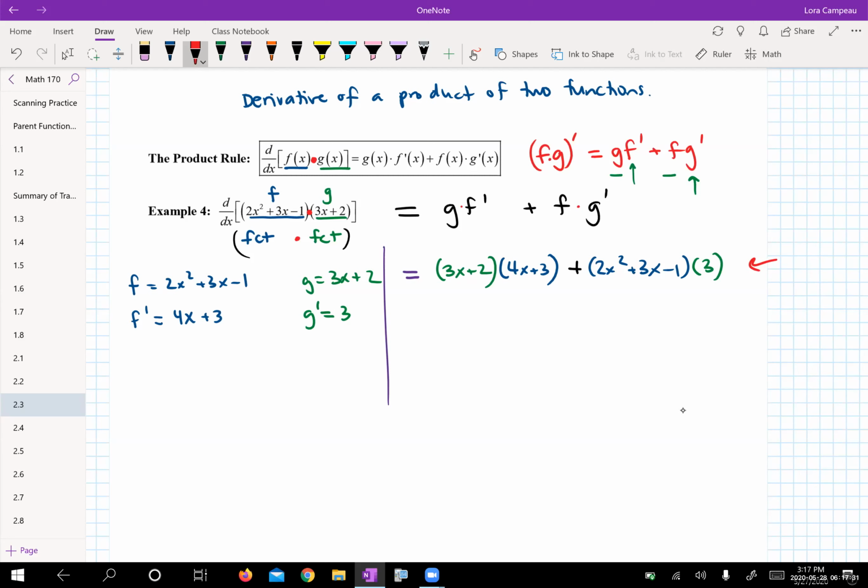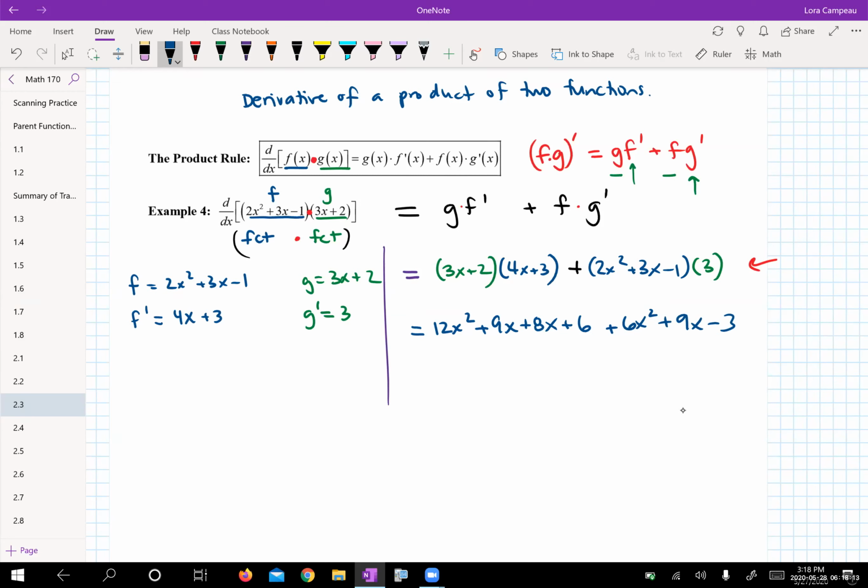Now, once we have that situated, what we can do is just simplify. We see a product of two binomials. So we can multiply those out if we'd like. So we have 3x times 4x is 12x squared. 3x times 3 is 9x. 2 times 4x, we have 8x. And then 2 times 3 is 6. And then that second part is distributing that 3. So it's kind of a backwards distribution, but that should give us 6x squared plus 9x minus 3.